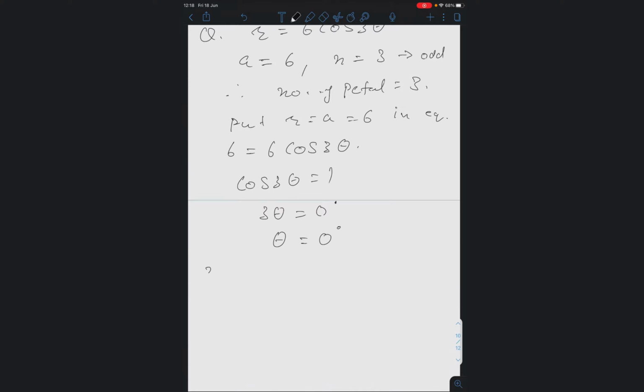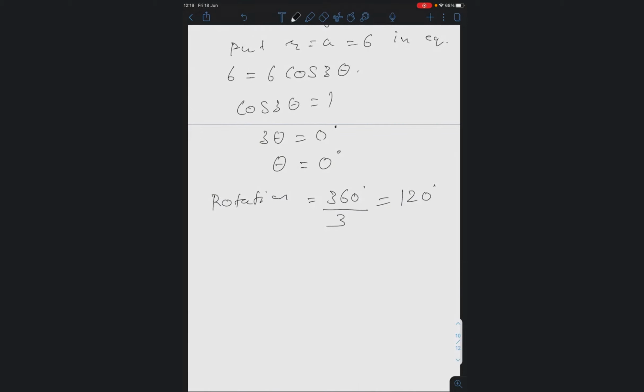Now the rotation also we need to calculate. Rotation of petals will be 360 by the number of petals. How many petals do you have here? 3 petals. So after the first petal you will rotate by 120 degrees and draw your next petal. Okay? Understood, all of you?